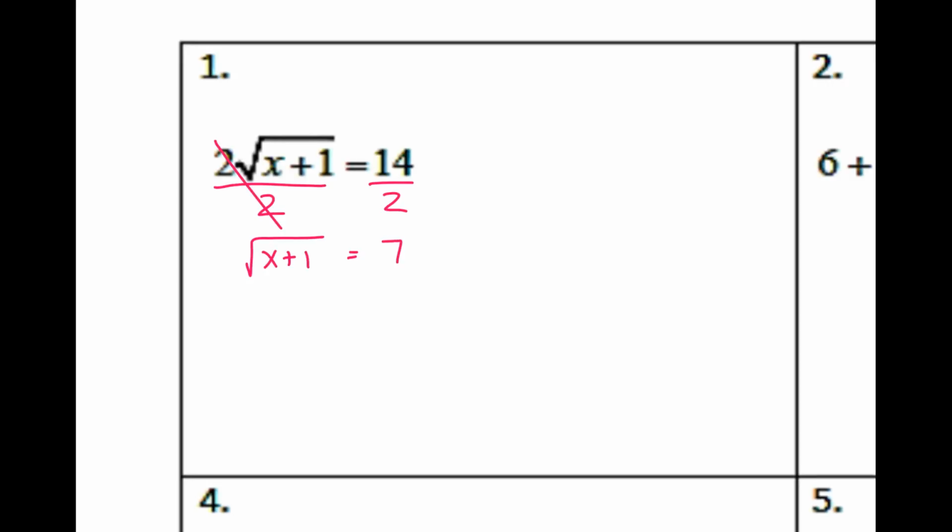Now, does anyone know how we can get rid of that radical? You square both sides. Remember, guys, what's the opposite operation of square root? Square. Whenever you're solving an equation, you always do the opposite operation. Opposite of square root is square. So, we're going to square both sides.